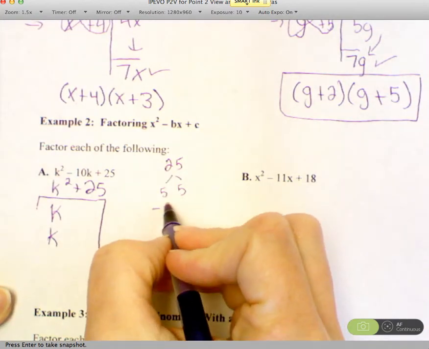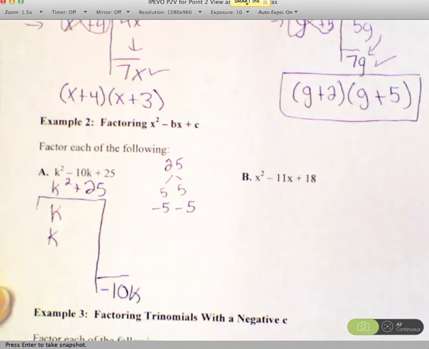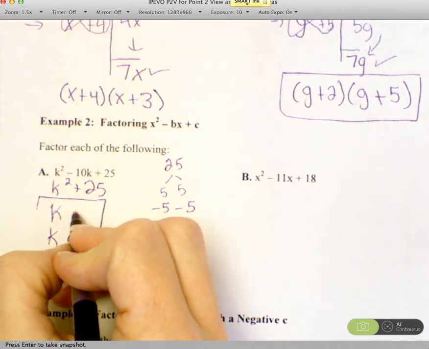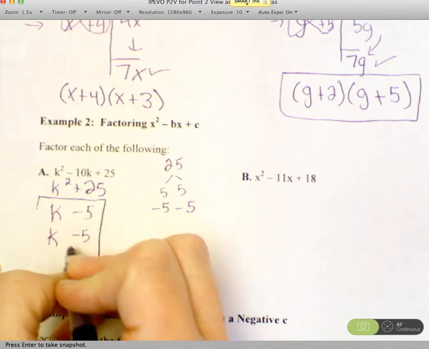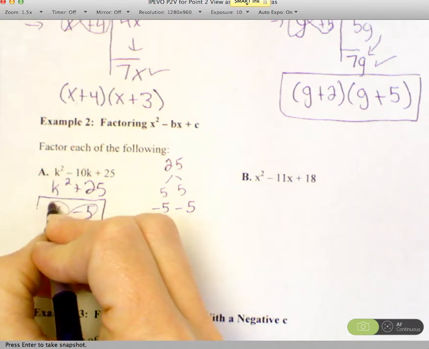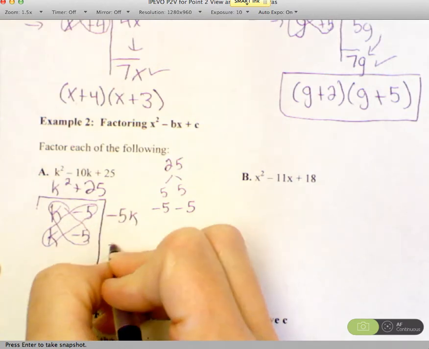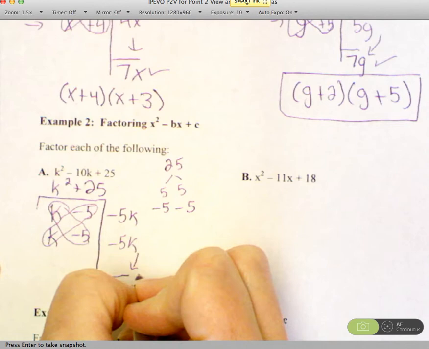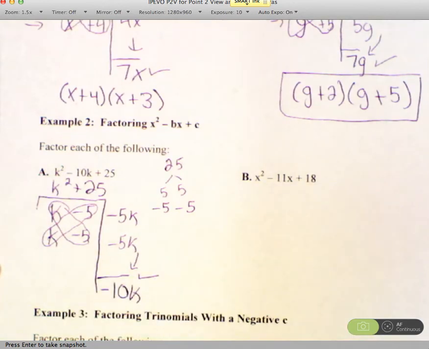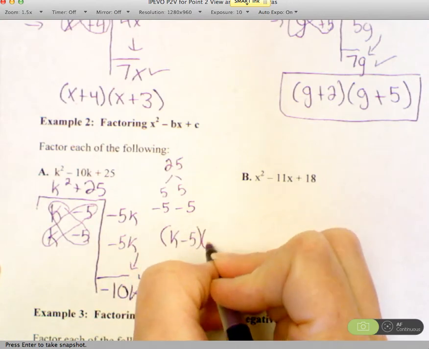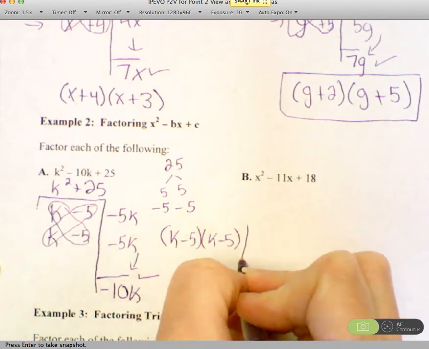If I take negative 5 and negative 5 and multiply those two numbers, I get positive 25, but if I add them up, I get negative 10. So those are the ones we want to use, negative 5 and negative 5. Then our factors are k minus 5 and k minus 5, because we get negative 5k and negative 5k, which does add to negative 10k. So those are definitely our factors. We write it out: k minus 5, k minus 5. And those are the factors.